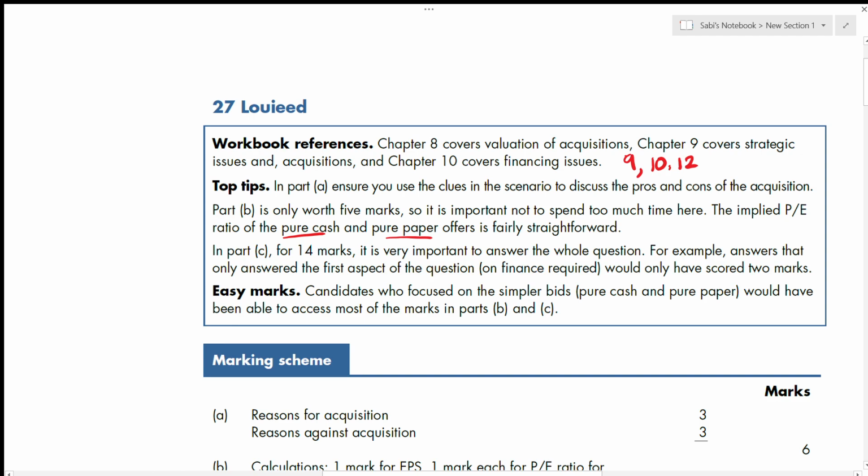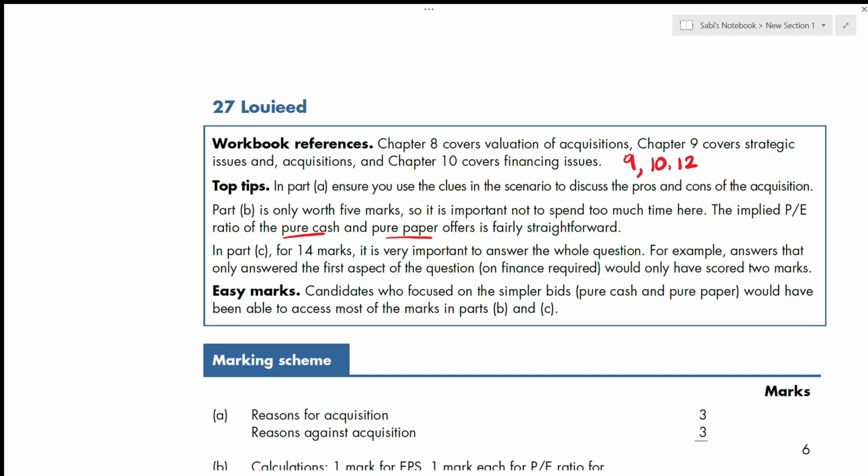And in part C, 14 marks, right? You have to answer all the parts separately. You have to talk about the impact on EPS, impact on gearing of all the 3 options. Also how much fund is required. All these things in one requirement itself you have to answer. So easy marks. Candidates who focused on simpler bits, pure cash and pure paper, would have been able to access most of the marks in part B and C. They are telling you how to score those easy marks.